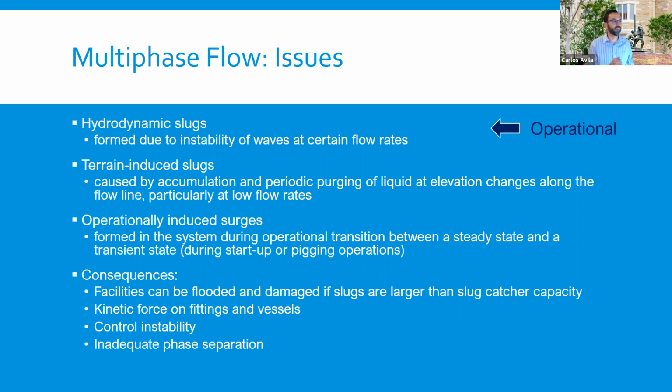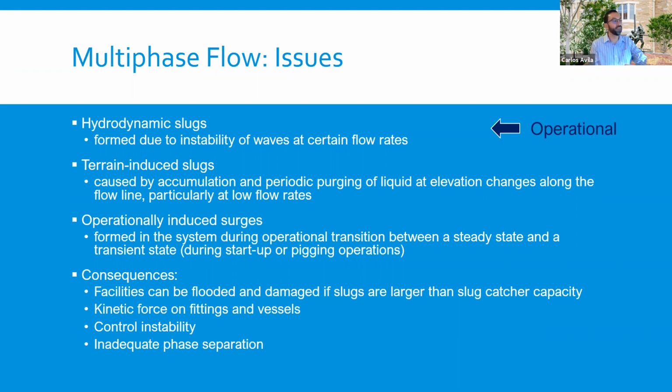And these liquid slugs can become problematic if they build up multiple pipe diameters in length, and they eventually get produced and they can overwhelm a separator. There are operationally induced surges that occur when there are transitions between your normal operation in the field, and then you switch to either adding more wells or doing some other operation, like a pigging operation, then you create a new slug in the system that was out of the norm.